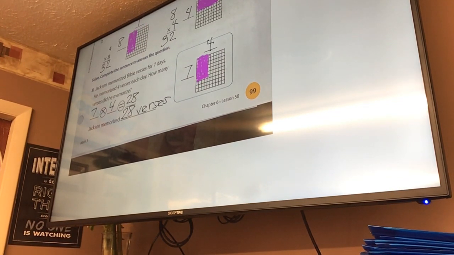Let's do it. What's on the side for number 4? I don't see anybody. 5. 5. Where are you guys? Wake up. 5 on the side. Across the top? 4. All of these are going to have some 4 somewhere because this is the 4s. All right, so what is 5 times 4? 20. If you count by 4s 5 times. 4, 8, 12, 16, 20.